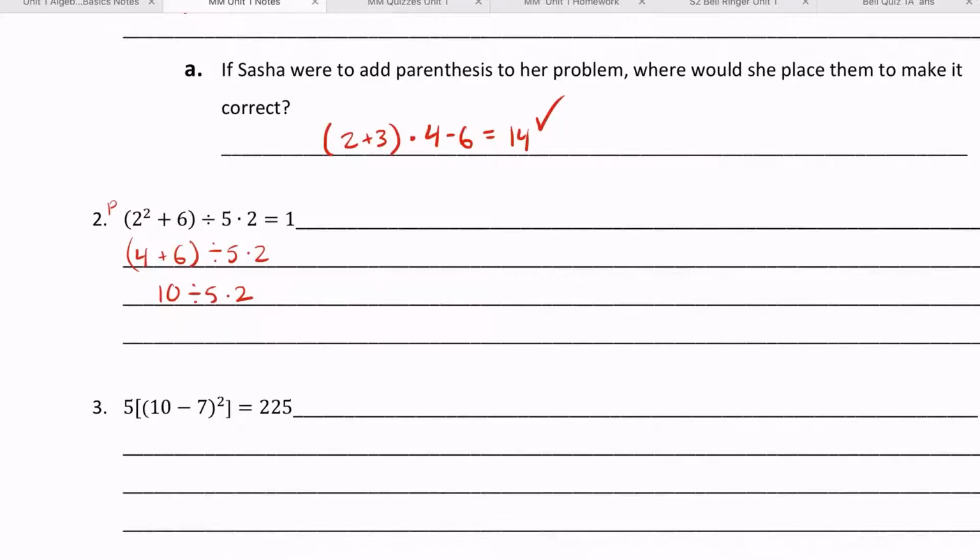Okay, now all we have left is a multiplication and division. And remember, left to right. So here we do 10 divided by 5, which is 2. We still have another 2. And that would give us 4. Okay, again, your friend got it wrong. And I'm just going to tell you what they did wrong.